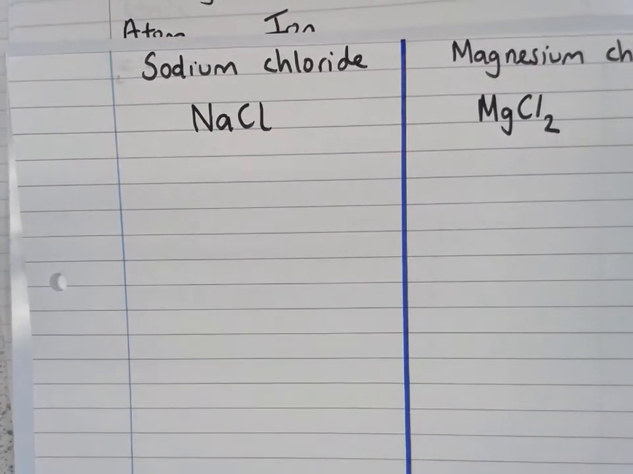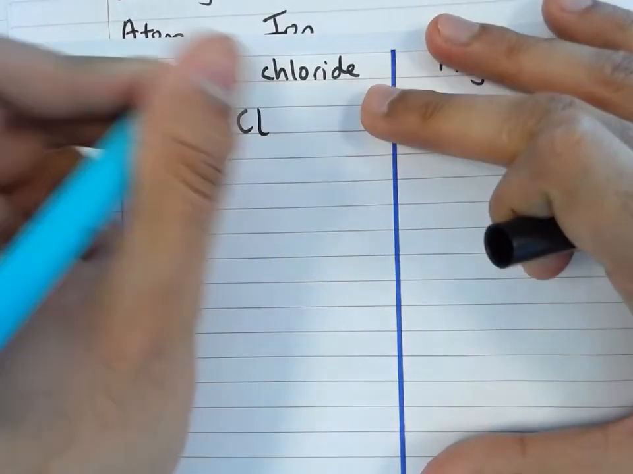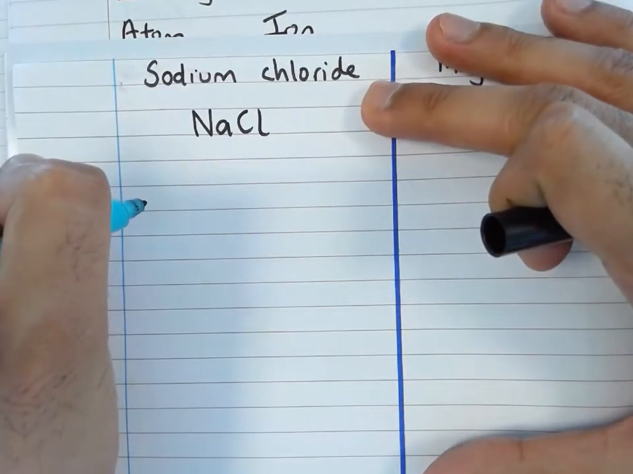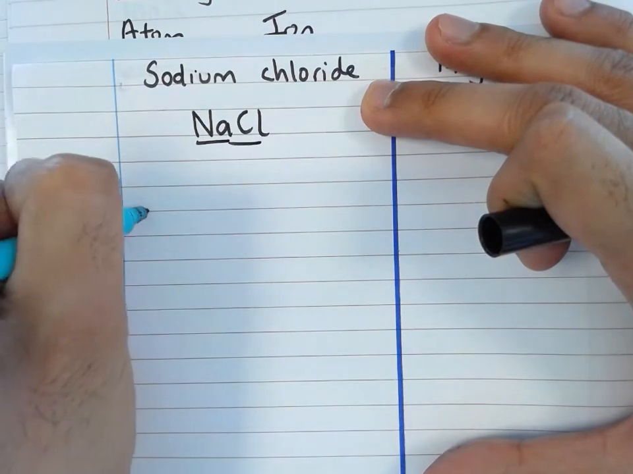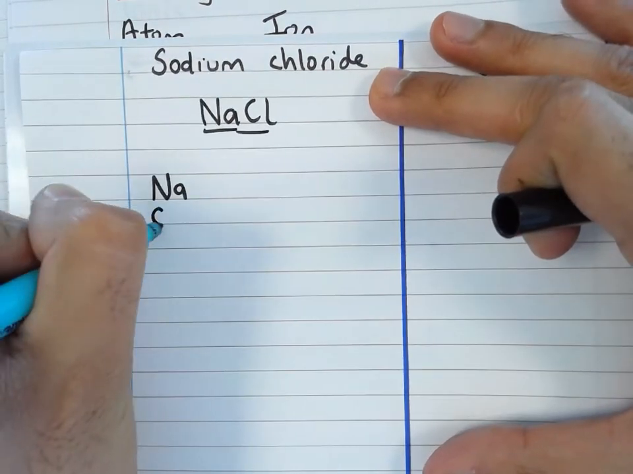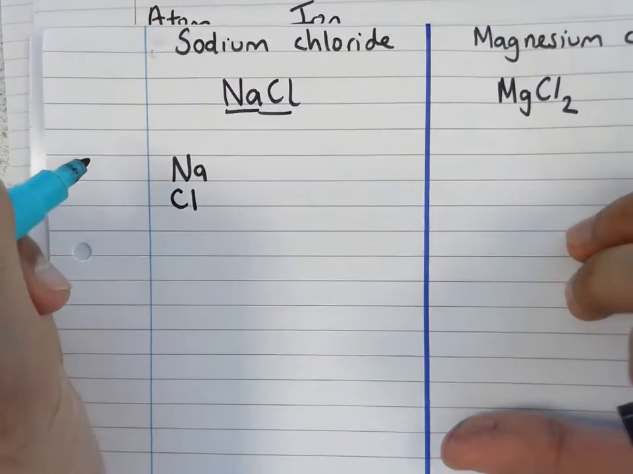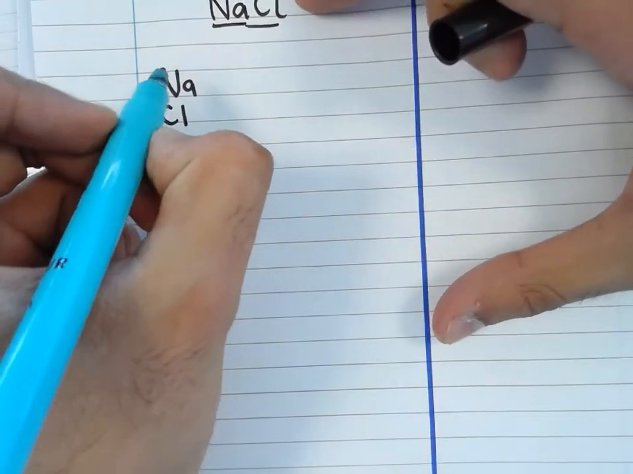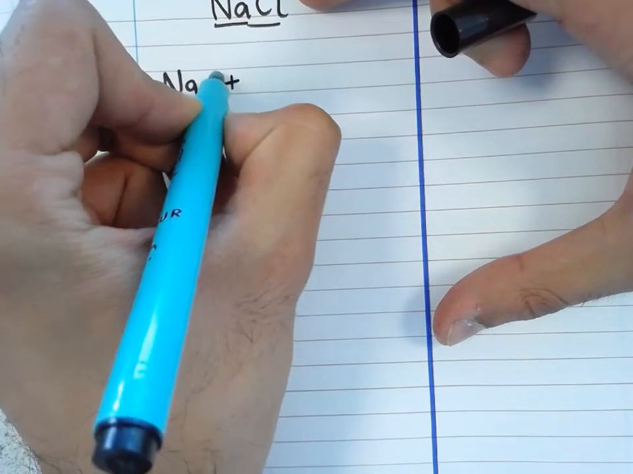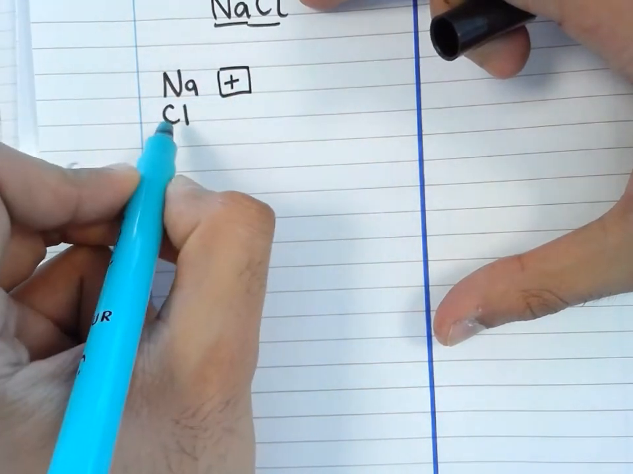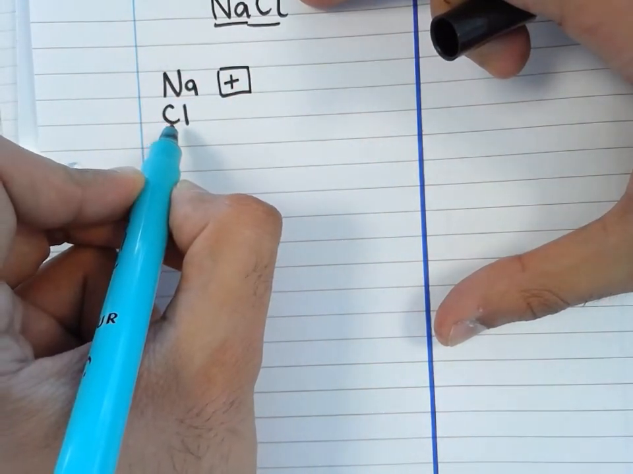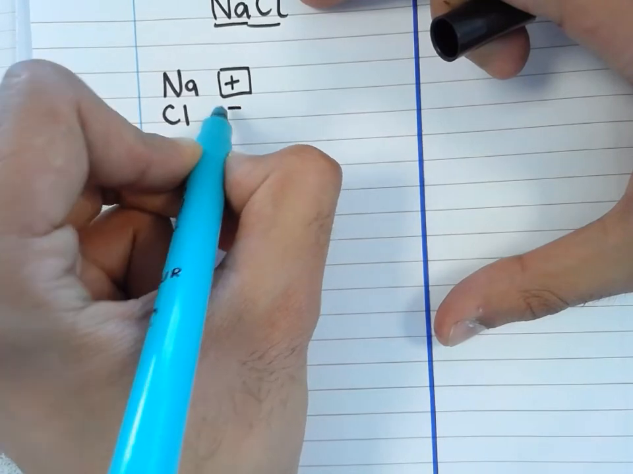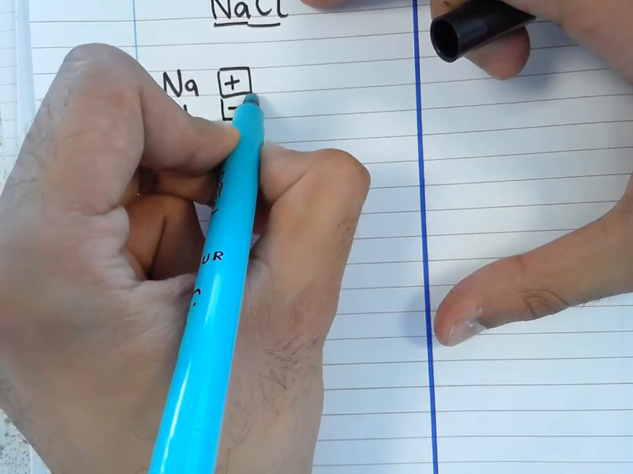So here is how you do it. The first step is to look at the name sodium chloride and realize there are 2 ions. You've got sodium ion and you've got a chloride ion. Next, you need to know what the charge is. I know sodium has a charge of 1 plus, so I'm going to write 1 plus and put it in a box. I know chloride ions have a charge of 1 minus, so I'm going to put a negative charge and draw a box around it.